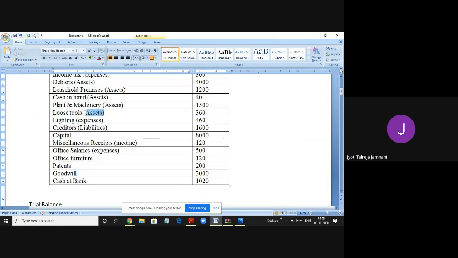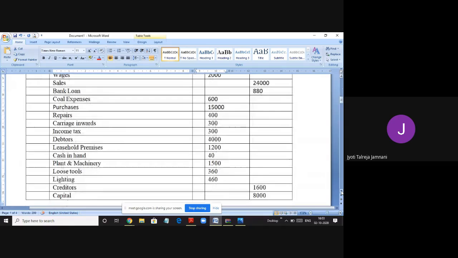What is furniture? Furniture is an asset. So an asset again should go on the debit side. Next is patents. What are patents? Patents are also your assets. Goodwill is also your asset and cash at bank is also your asset. So all four are assets and office salary is an expense. So all of these will go on the debit side. So this is how you prepare a trial balance.